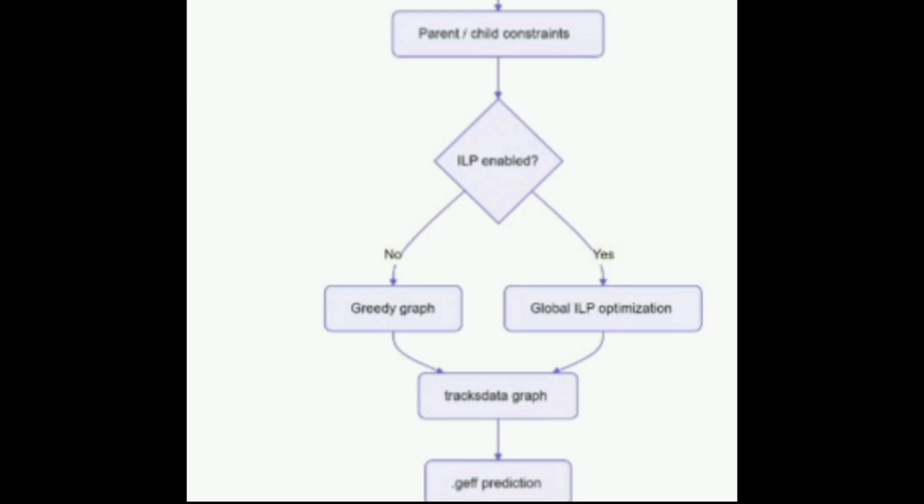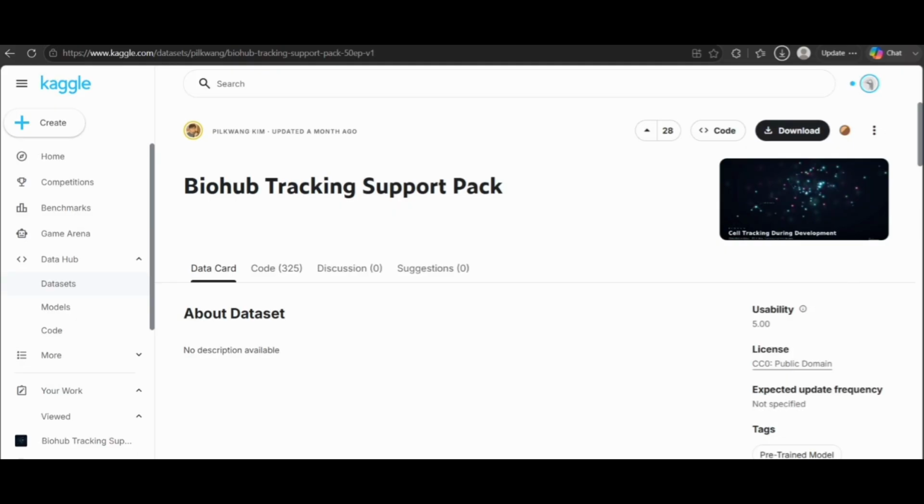lineage file. Now, this entire pipeline is just one example pipeline. So, credits. This entire pipeline was taken from BioHub Tracking Support Pack, which was a pipeline used for cell tracking during development. It's part of a BioHub challenge.